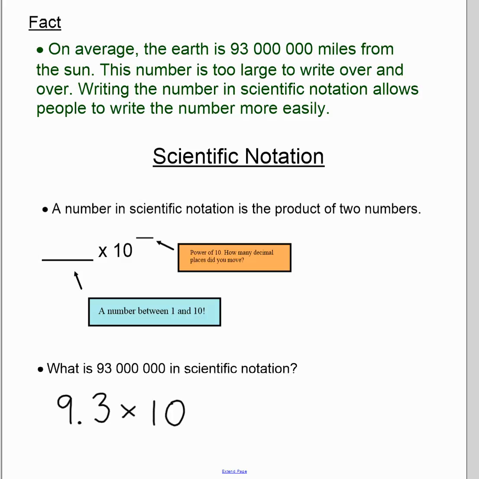This is where you need to be careful. Some people just write how many zeros there are, but it's not the number of zeros. It's how many decimal places you had to move to get the number 9.3. So you had to move 1, 2, 3, 4, 5, 6, 7 decimal places. So it will be times 10 to the 7. So be really careful with that.